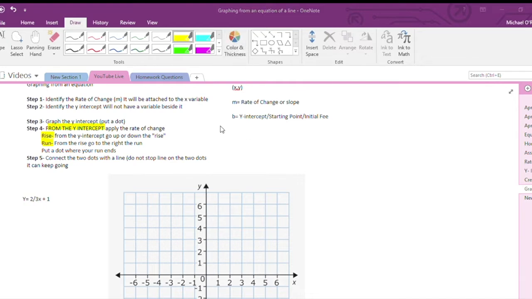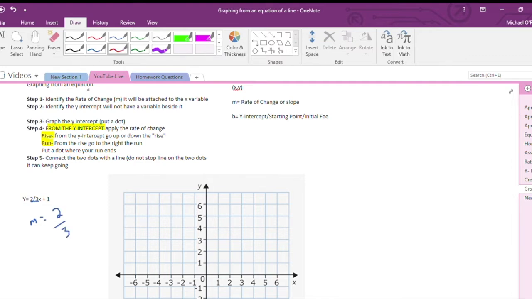And I'm going to make my pen. Let's use purple today, and let's use a nice big fat one so I make the dots. All right. So if we take a look here, first things first, let's identify the rate of change. So my rate of change is right here. So m equals 2 over 3.